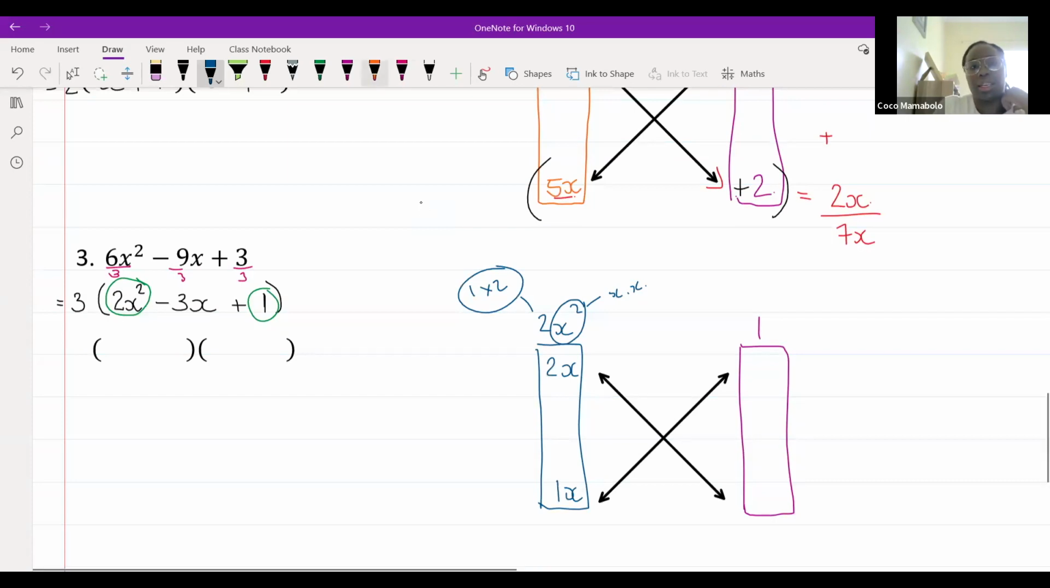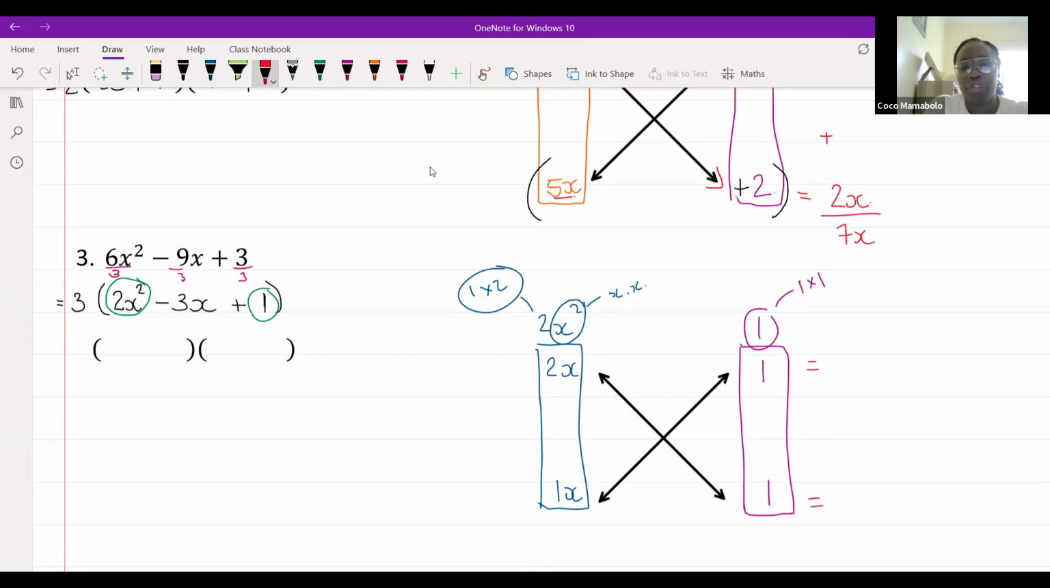Now we're done with this side. Let's go to the other side. What is this question really? What are the factors of 1? Ma'am, it's 1. 1 and 1, right? Good. So what am I going to put up top here? Ma'am, the 1. And at the bottom? 1. Good. Okay. So now we're going to have to cross multiply, my sweetie.